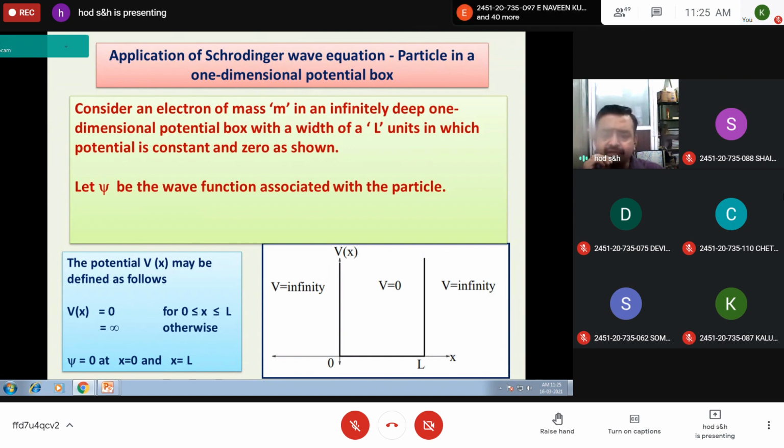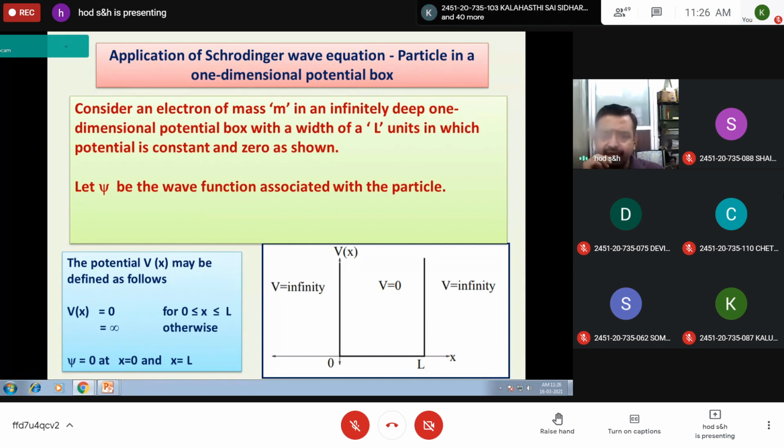And psi is the wave function associated with the particle. According to de Broglie, any particle like an electron, whether it is a charged or uncharged particle, can be associated with a wave, and psi is the wave function associated with the particle. So here also we are assuming that psi is the wave function associated with the particle. Once again, I will repeat this.